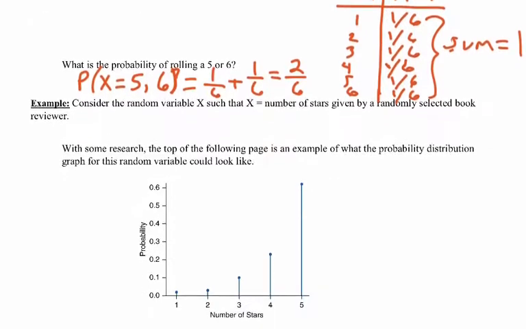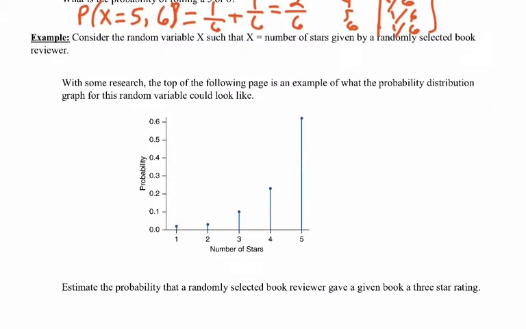Let's do another example. Consider the random variable x such that x equals the number of stars given by a randomly selected book reviewer. So we've got options to have 1 through 5 stars. It looks like based on the graph, they can't have a half of a star, so it's just 1, 2, 3, 4, or 5 stars. So it says, with some research, the top of the following page, on this page I guess, is an example of what the probability distribution for this graph would look like.